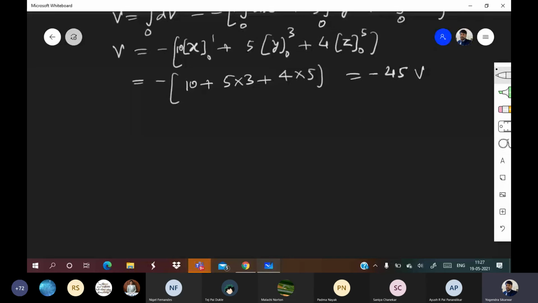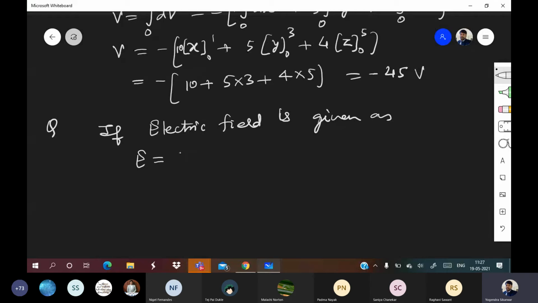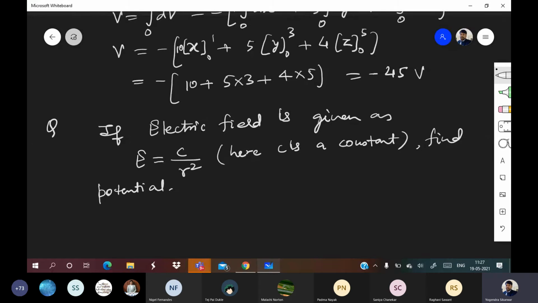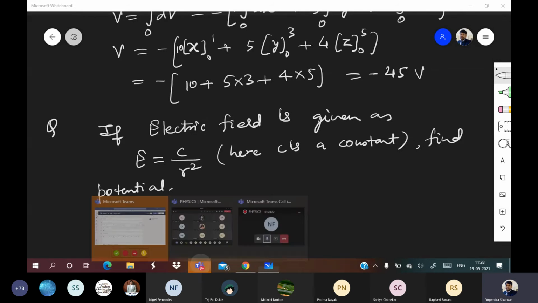Noted. Next question. So if electric field is given as E is equal to C upon R square, here C is a constant, find potential.